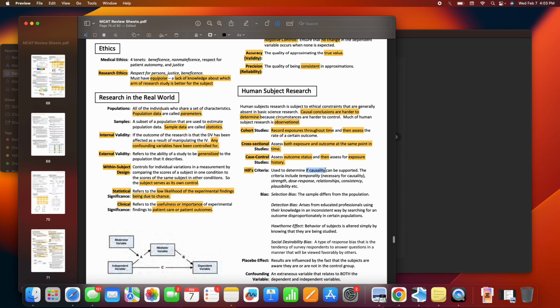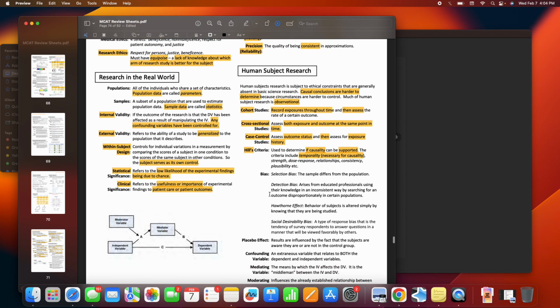The criteria include temporality, necessary for causality, strength, dose response relationships, consistency, plausibility, etc. We can find out exactly how many factors are at play for Hill's criteria.